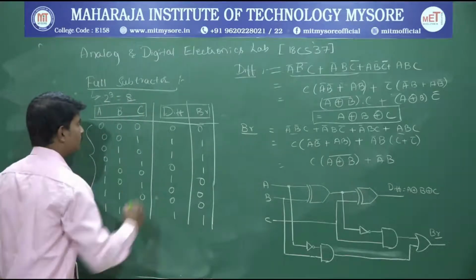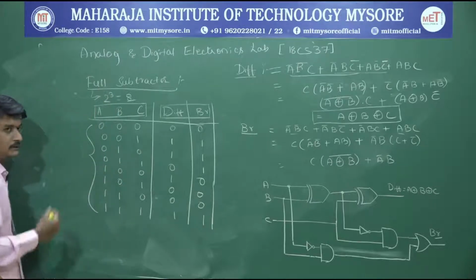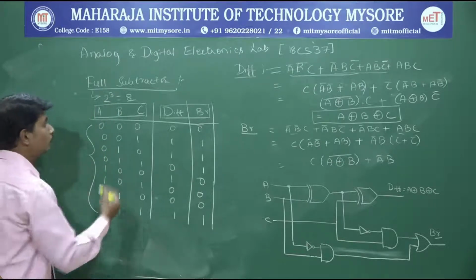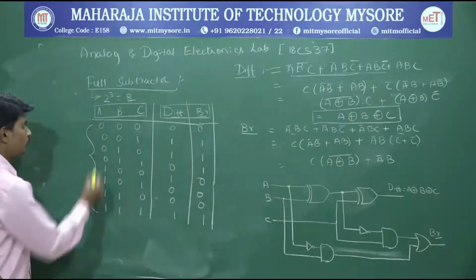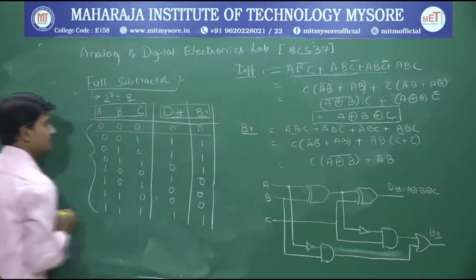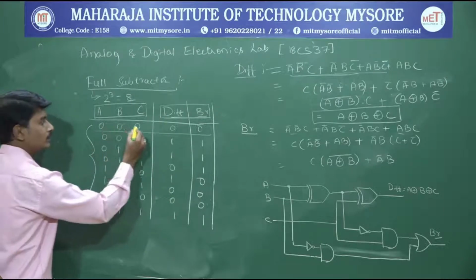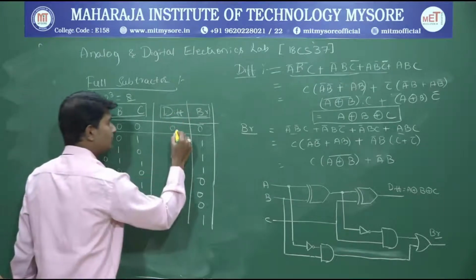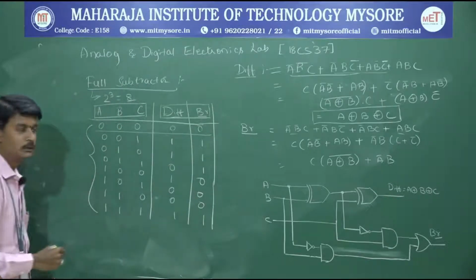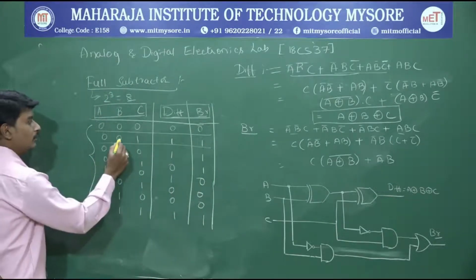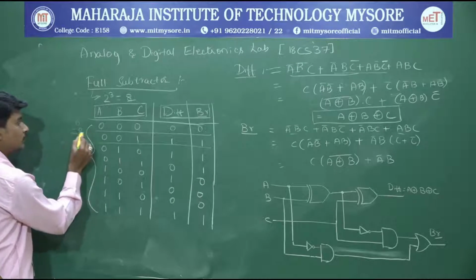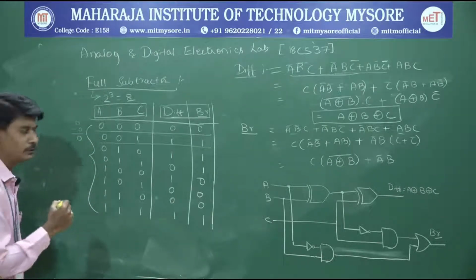Now let's write a truth table for those 8 combinations and see how the outputs for difference and borrow will be produced. Let's take the first combination, that is 0 minus 0 minus 0. Obviously the difference is 0 and borrow becomes 0. Let's go to the next combination, 0 minus 0. Again 0 minus 0 will produce a difference of 0.